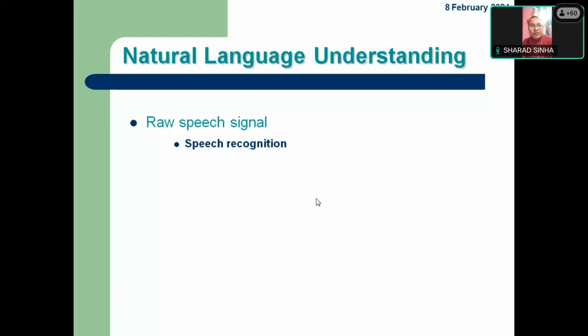Speech recognition means we speak to the computer system and it understands, and that may incorporate voice recognition as well. Sometimes we give a sequence of spoken words, okay?